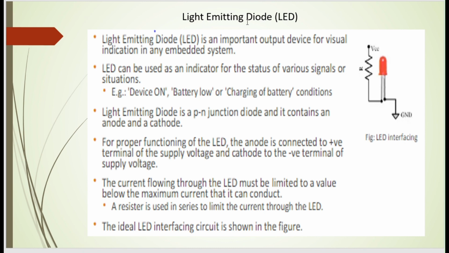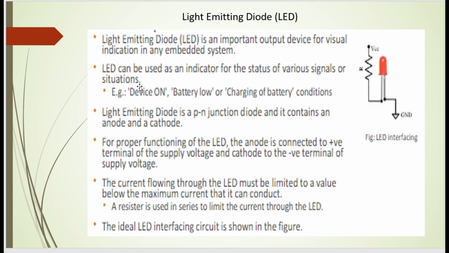LED. LED refers to light emitting diode. It is an output device for visual indication in any embedded system. Here the anode of the LED is connected to a resistor, and the resistor is supplied with a VCC or the voltage, and the cathode is connected to the ground. This is how an LED is interfaced. LED can be used as an indicator for determining the status of various signals in situations whenever the device is on, battery is low, or charging of battery conditions.